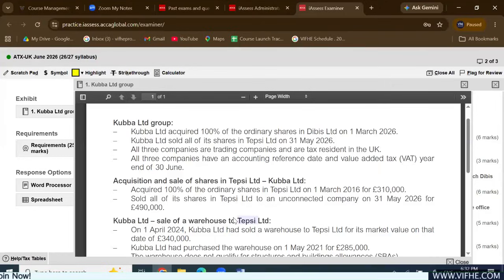charge we would calculate, that shall be added into the disposal proceeds of the shares, and then we need to see what the shareholding cost was, and the indexation allowance would then be deducted to see what is going to be the chargeable gain figure with respect to the disposal of shares by Kuba Limited in respect of these Tepsi Limited shares, right?